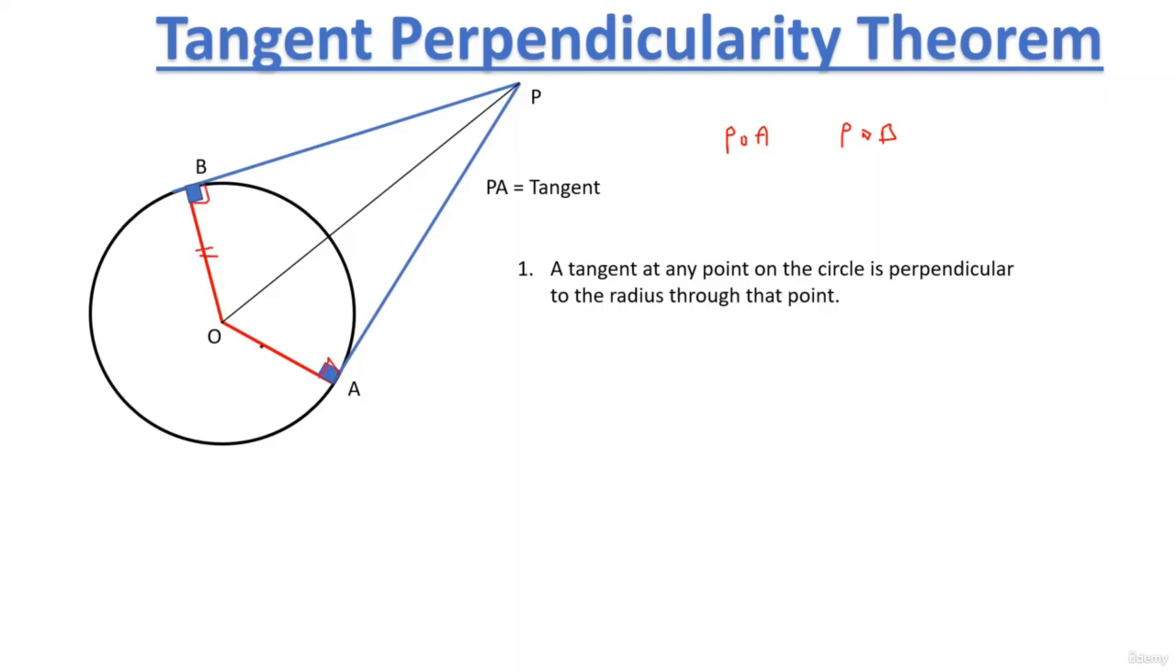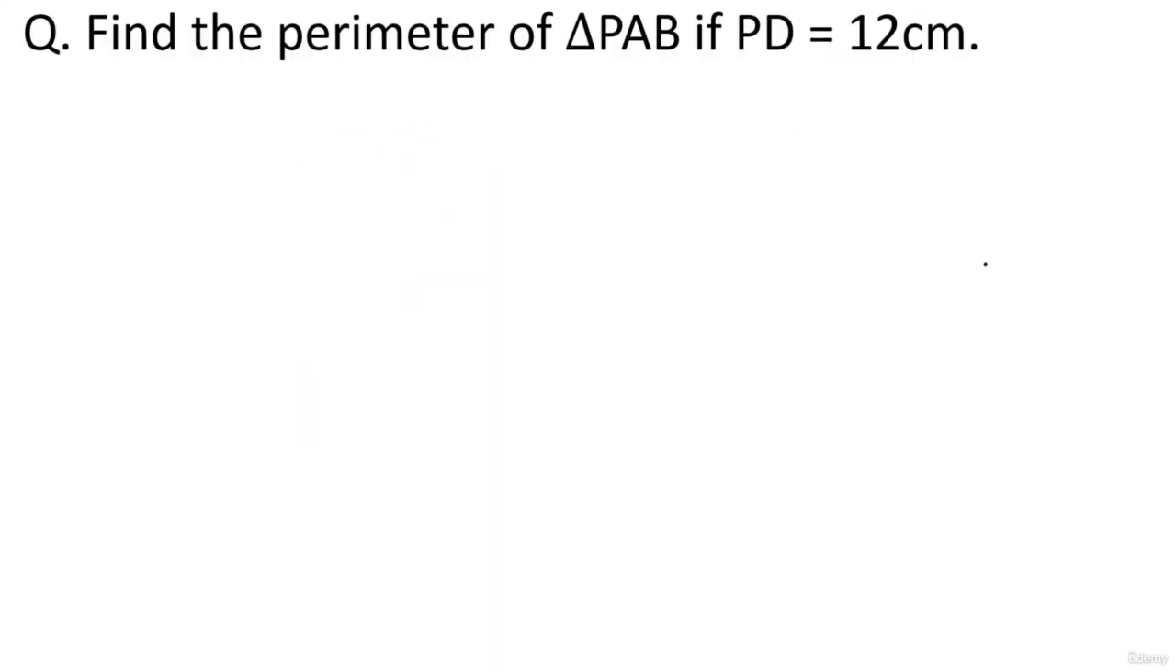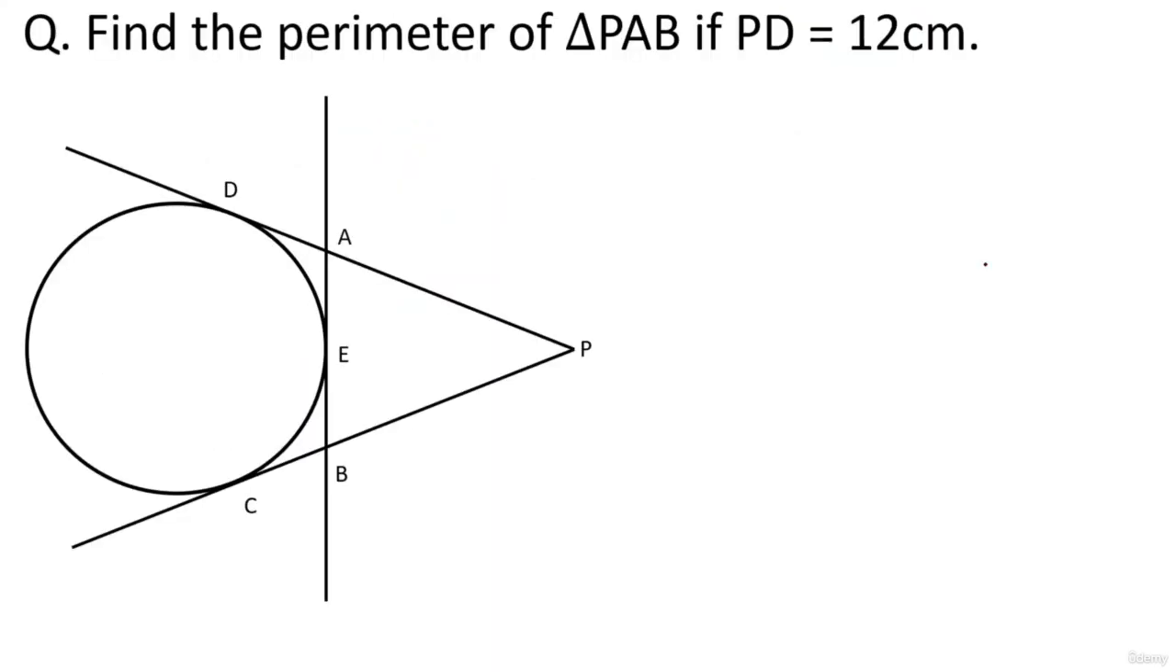OB is equal to OA, the radii of the same circle, and OP is the common side, right? That means the two triangles are congruent. They are congruent by the hypotenuse side test. Okay, as a consequence, I can say that PB ka length jo bhi hoga will be equal to PA ka length, right guys? Okay, so that means the lengths of two tangent segments from an external point to the circle are equal. Tangents.